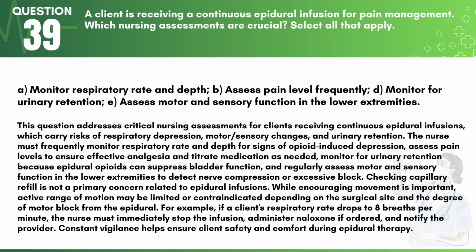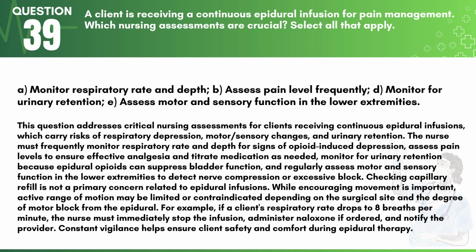The nurse must frequently monitor respiratory rate and depth for signs of opioid-induced depression, assess pain levels to ensure effective analgesia and titrate medication as needed, monitor for urinary retention because epidural opioids can suppress bladder function, and regularly assess motor and sensory function in the lower extremities to detect nerve compression or excessive block.